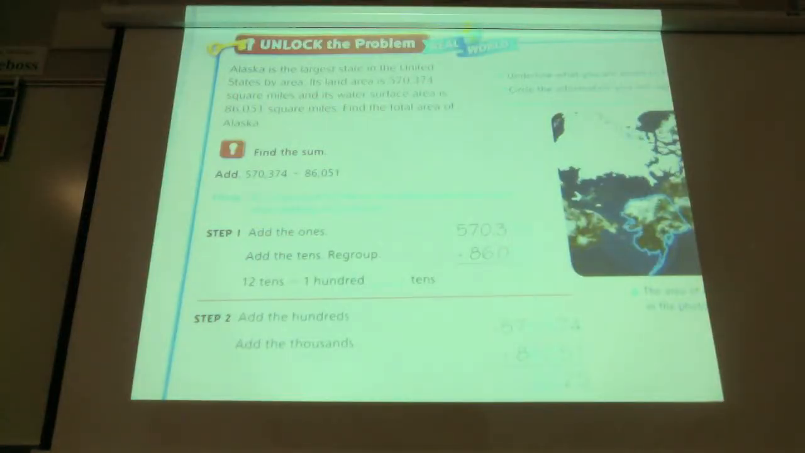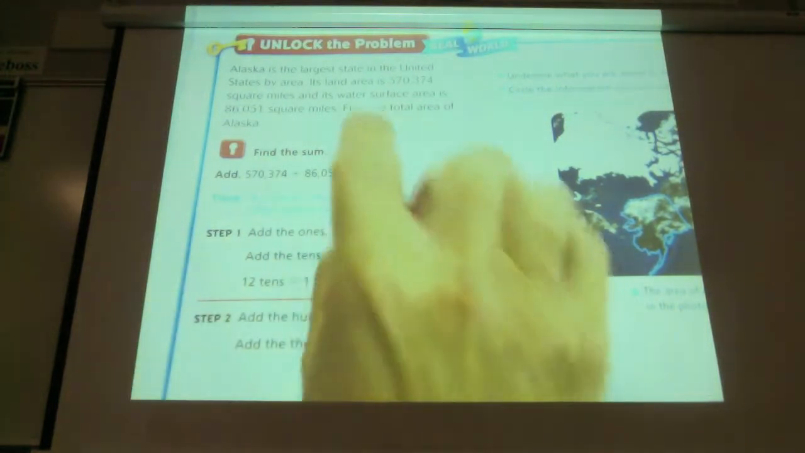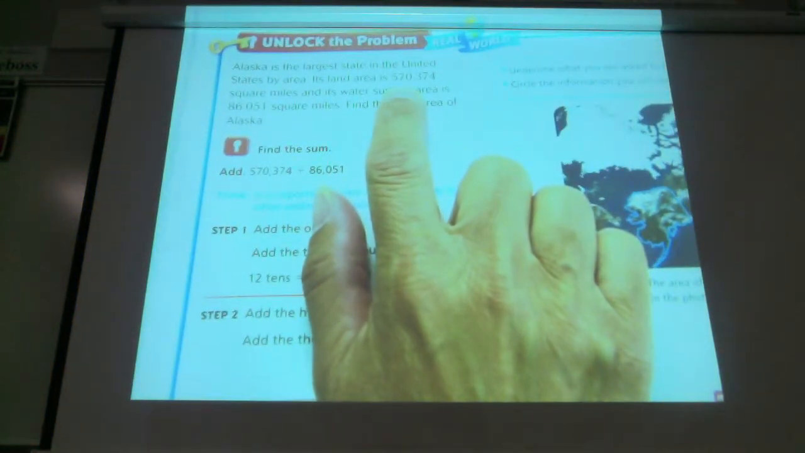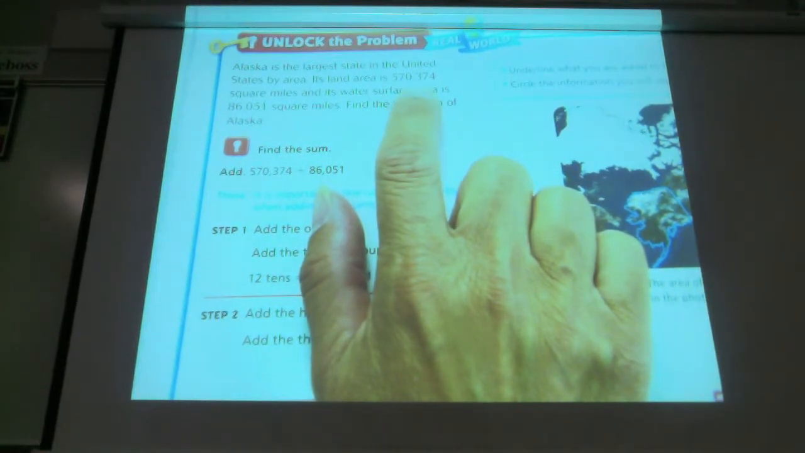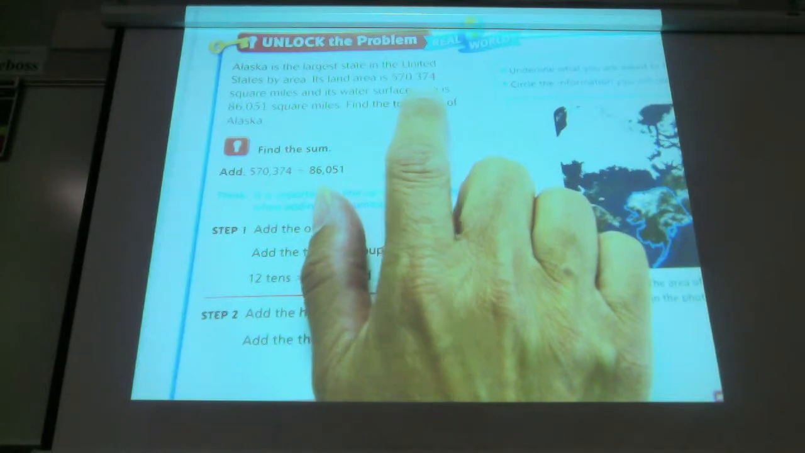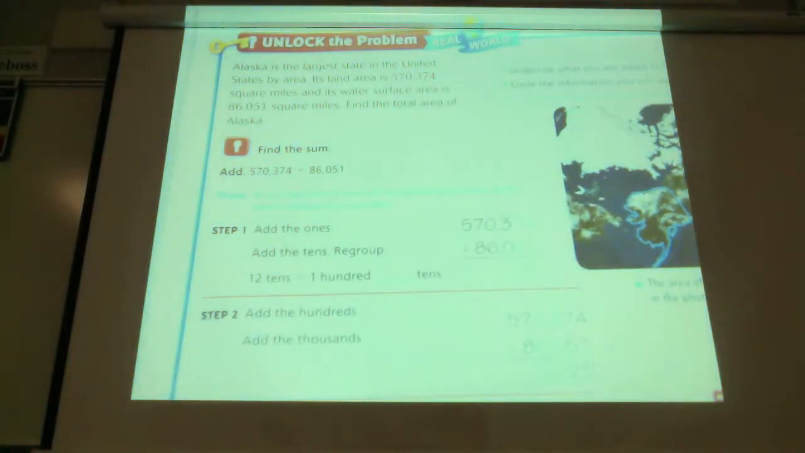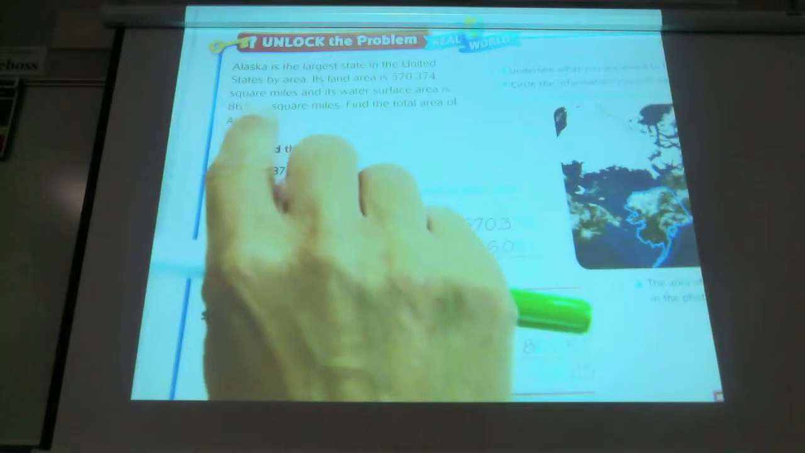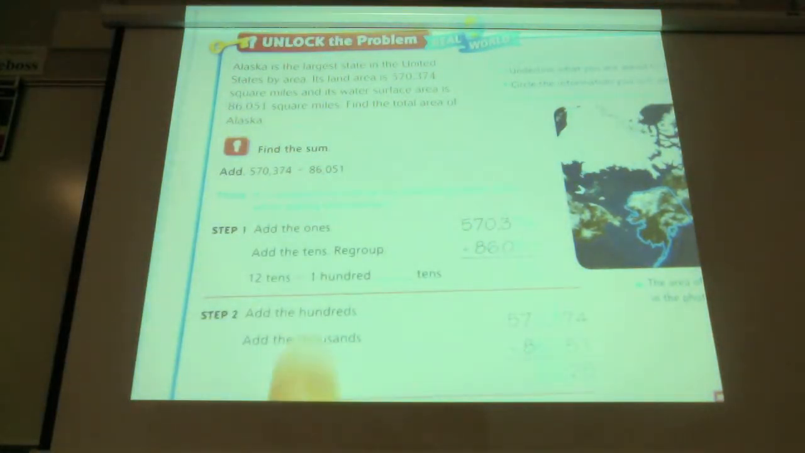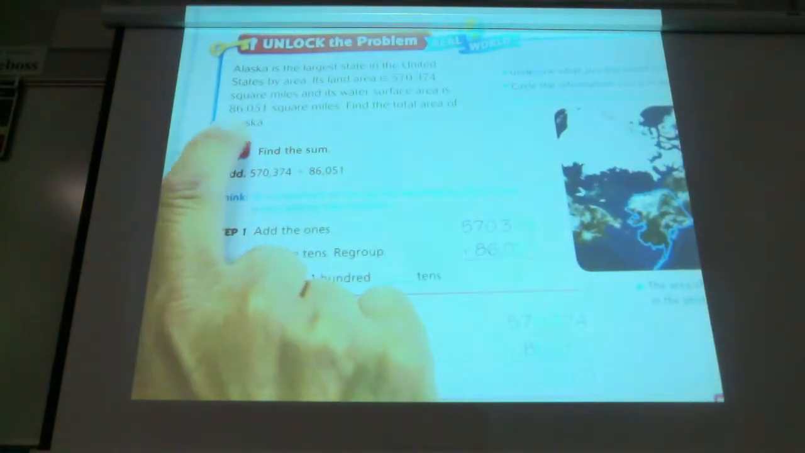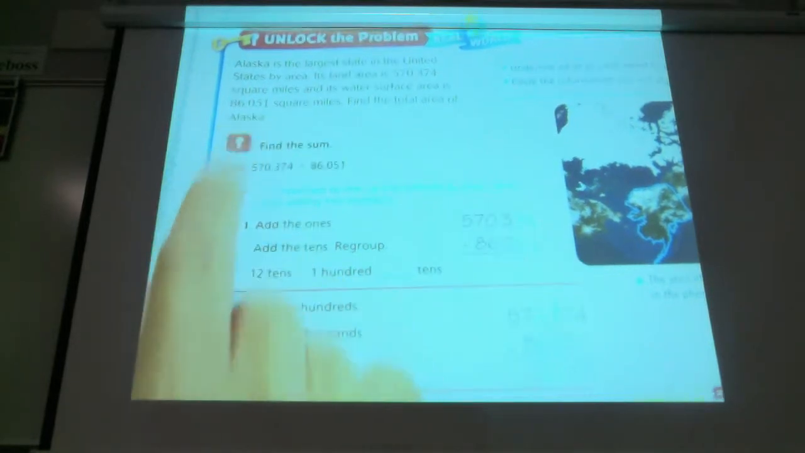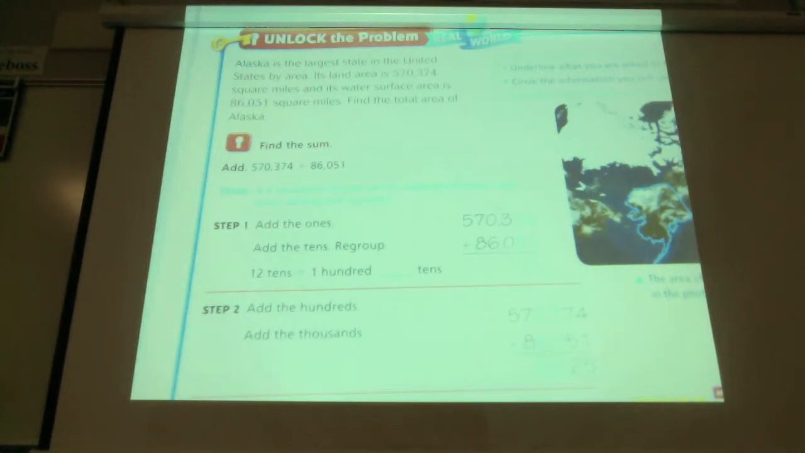Alaska is the largest state in the United States by area. Its land area is, I want you guys to read this number with me. Ready? 570,374. Let's not say the word comma though, okay? It has that many square miles, and its water surface area is, with me? 86,051. Very good, square miles. Find the total area of Alaska.